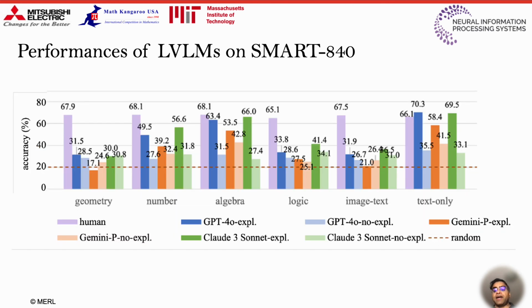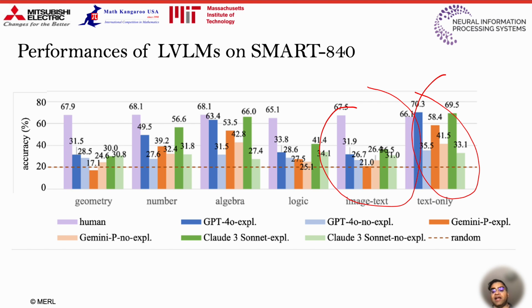In this plot, we compare the performance of LVLMs on subclasses of problems in our dataset, including their performances on geometry, numerics, algebra, and logic. We also plot the performances on image, text, and text-only problems. We find that on text-only problems, LVLMs do perform better than humans, but the performances are low on image-text problems, suggesting that the lower performances are perhaps due to the inability of the LVLMs to understand and reason on images.